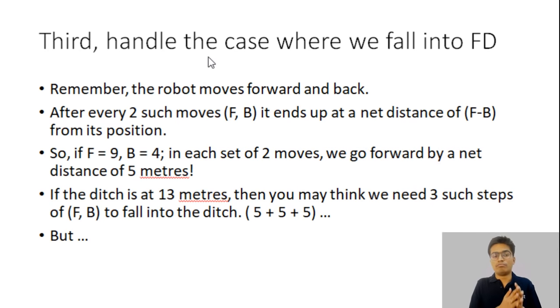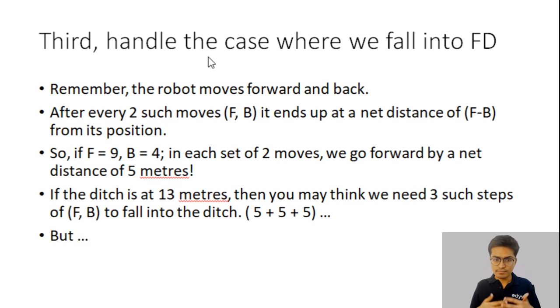So if your front step is bigger than your backward step and you don't end up falling into a ditch in either one of the first two steps, then you know you're always going to end up falling into the front ditch, because you're always going to end up making a net move of, in the example I spoke of before, 5 units. So at some point, no matter how big your F and B are, you're going to end up falling into the front ditch.